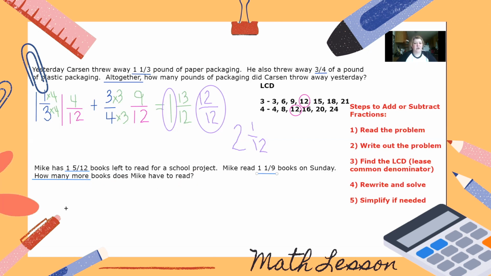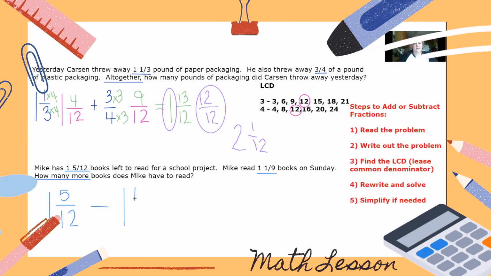So we're going to write out our problem. We're going to start with 1 5/12. That's how much they said he has to read for his project. But he has already read, so we're going to take away what he already read, and he already read 1 and 1/9. So our problem now is going to be 1 and 5/12 minus 1 and 1/9.